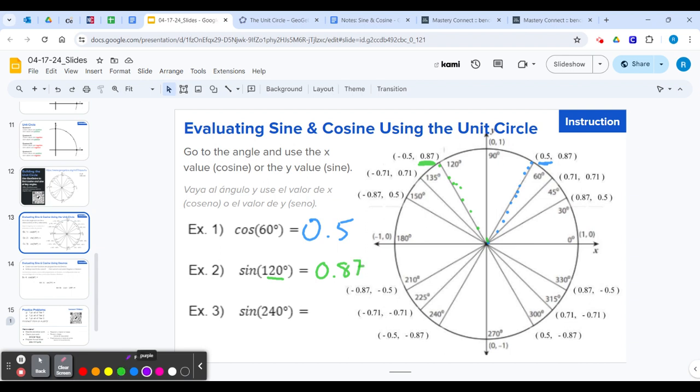And lastly, I'll do in purple, we have sine of 240, so I'm moving to 240 degrees. And we're pulling our y value because we're pulling sine, that's our triangle height, and that is negative 0.87.